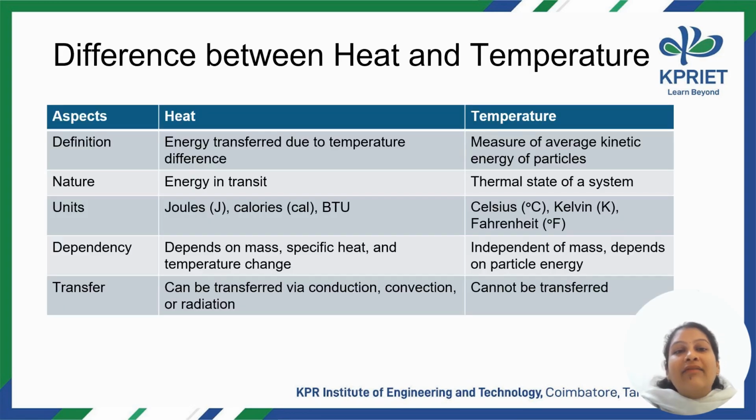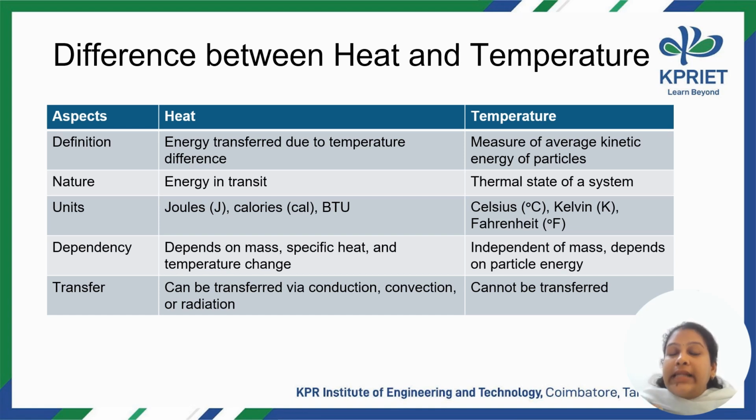Now, let us have a broad look at the difference between heat and temperature. By definition, energy transferred due to temperature difference is called heat. But temperature is just a measurement of kinetic energy of the particles. So heat transfer is always an energy in transit, but temperature is a thermal state of a system. The normal units used for heat are joules, calories and British thermal units. And for temperature it is Celsius, Kelvin and degree Fahrenheit.